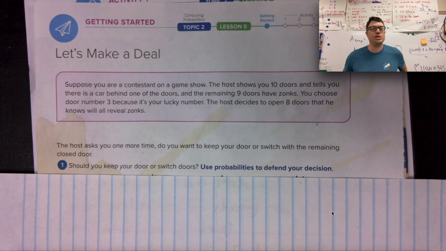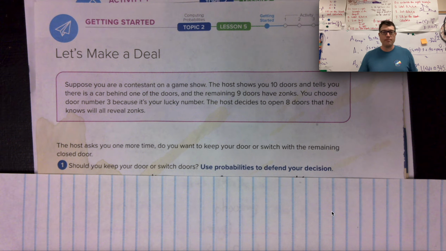And the host says to you one more time, do you want to keep your door or switch to the remaining closed door? Now right away, pause for a minute and think about this. Do you stay with your door or do you switch? Should you keep your door or switch it? What do you think? Pause right here and think about it.